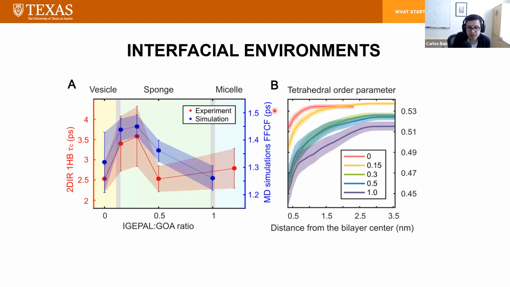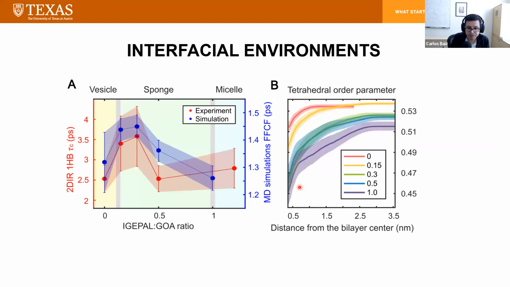Here is this average order parameter computed from the simulation as a function of the amount of co-surfactant that we add. And here, each of the different curves is each of the different compositions that we have. And the horizontal axis is the distance from the center of the bilayer. Obviously, we cannot start at 0 because there's no water in the center of the bilayer, so there's nothing to measure. But as soon as you get about 0.5 nanometers away from the center of the interface, you have enough water that you can get these tetrahedral structures.